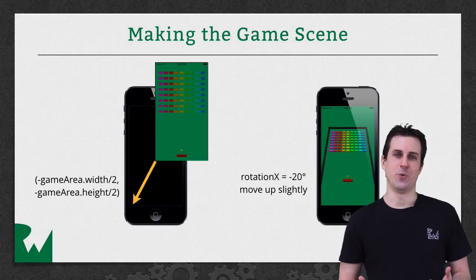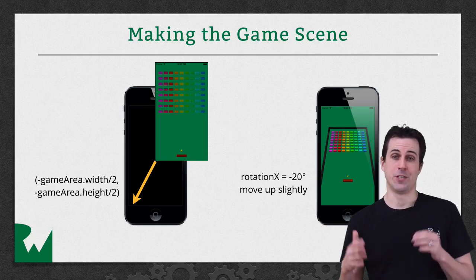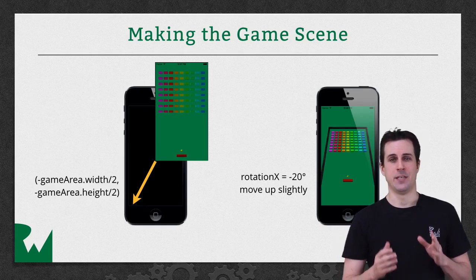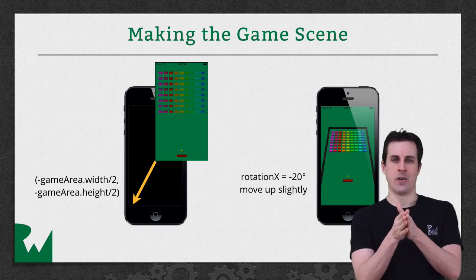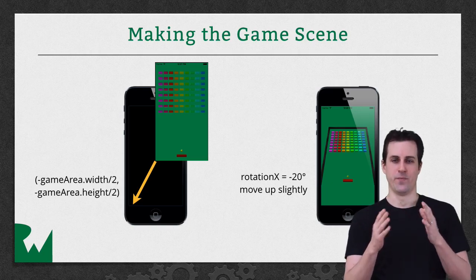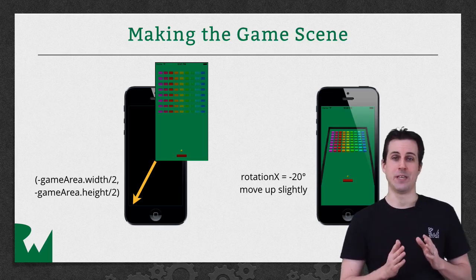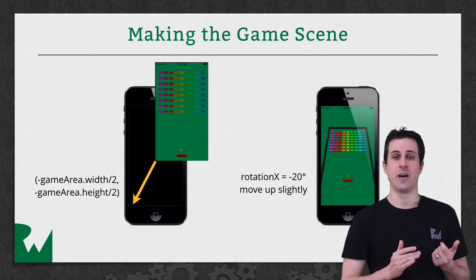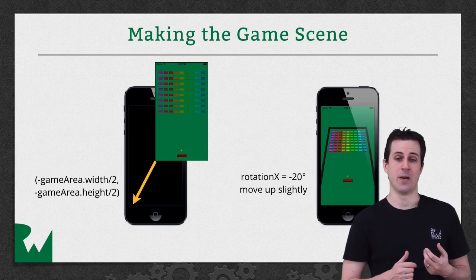The other thing we need to do when setting up our camera or scene, depending on the way you think about it, is that by default, it's going to be looking down at 0, 0. But we want 0, 0 to be the center of our view here. So we need to move the entire scene by the game area's width divided by 2 and the game area's height divided by 2.